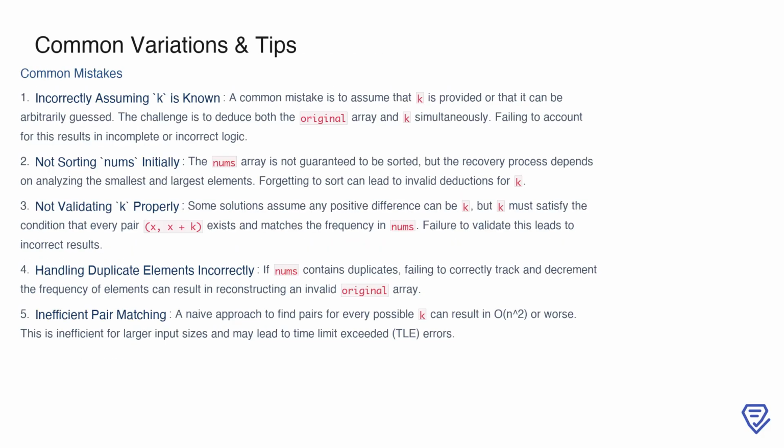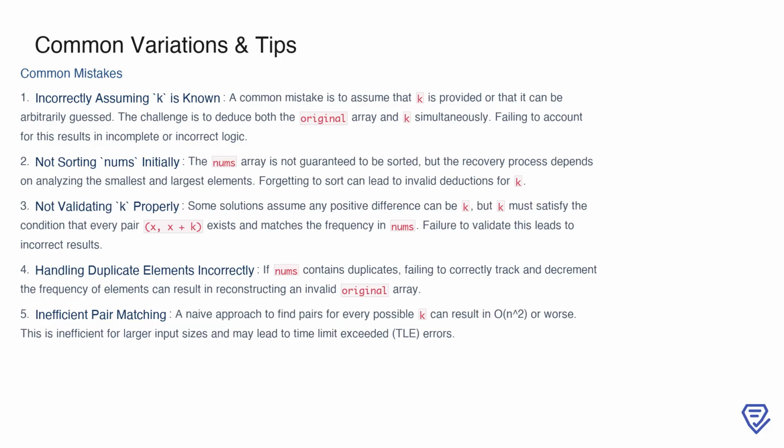One of the most common mistakes in solving this problem is assuming that the value of k is known or can be arbitrarily guessed. The key challenge here is to deduce both the original array and k simultaneously. If you overlook this, your solution may fail to handle the problem comprehensively.